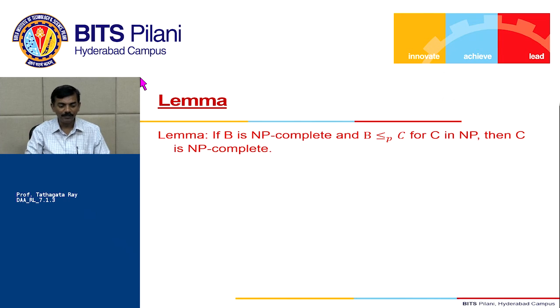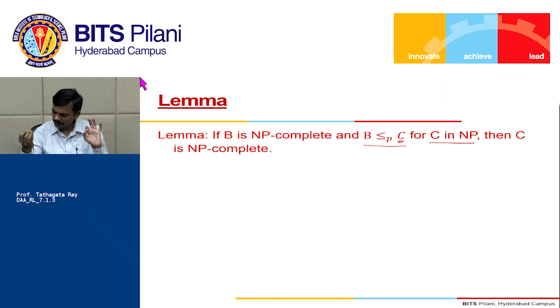So now, having said so, the next lemma says that if B is NP complete and B is polynomial time reducible to C, for C in NP, and I know that this problem C is in NP. So I know B is already a known NP complete problem, let's say. And now I have a new problem C, and I want to check whether it is NP complete.